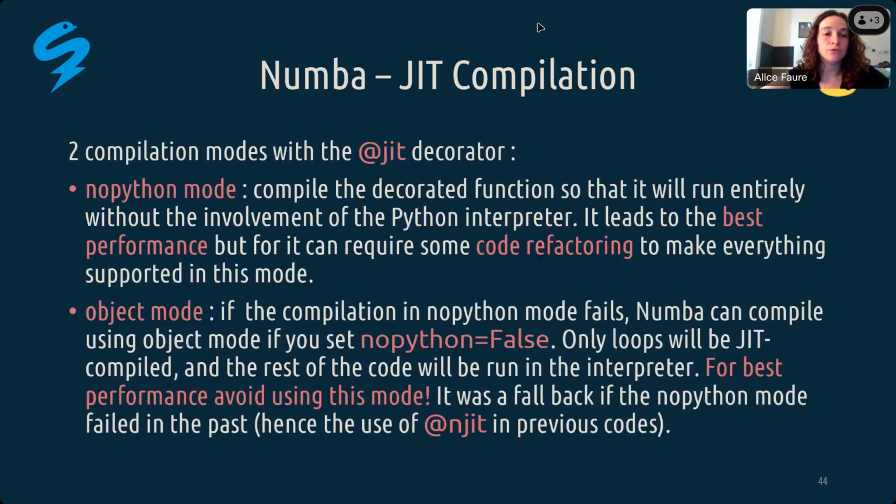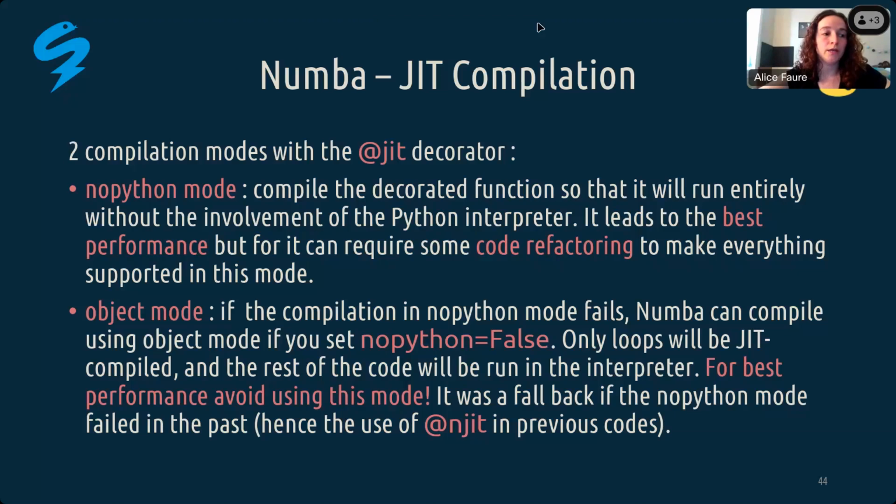What is this nopython mode? Well, in Numba, there are 2 different modes when you use the JIT decorator. The nopython mode is the mode that we recommend for performance, because when you use this mode, you compile the decorated function so that it will run entirely without the involvement of the Python interpreter. So this leads to the best performance. But it can crash, because if Numba cannot compile your function, it will crash and tell you that you need to change this function. For example, if you call a function from another library, Numba can crash and tell you, I cannot compile this function. So it requires a bit of code refactoring so that everything in your code is either Python or NumPy.